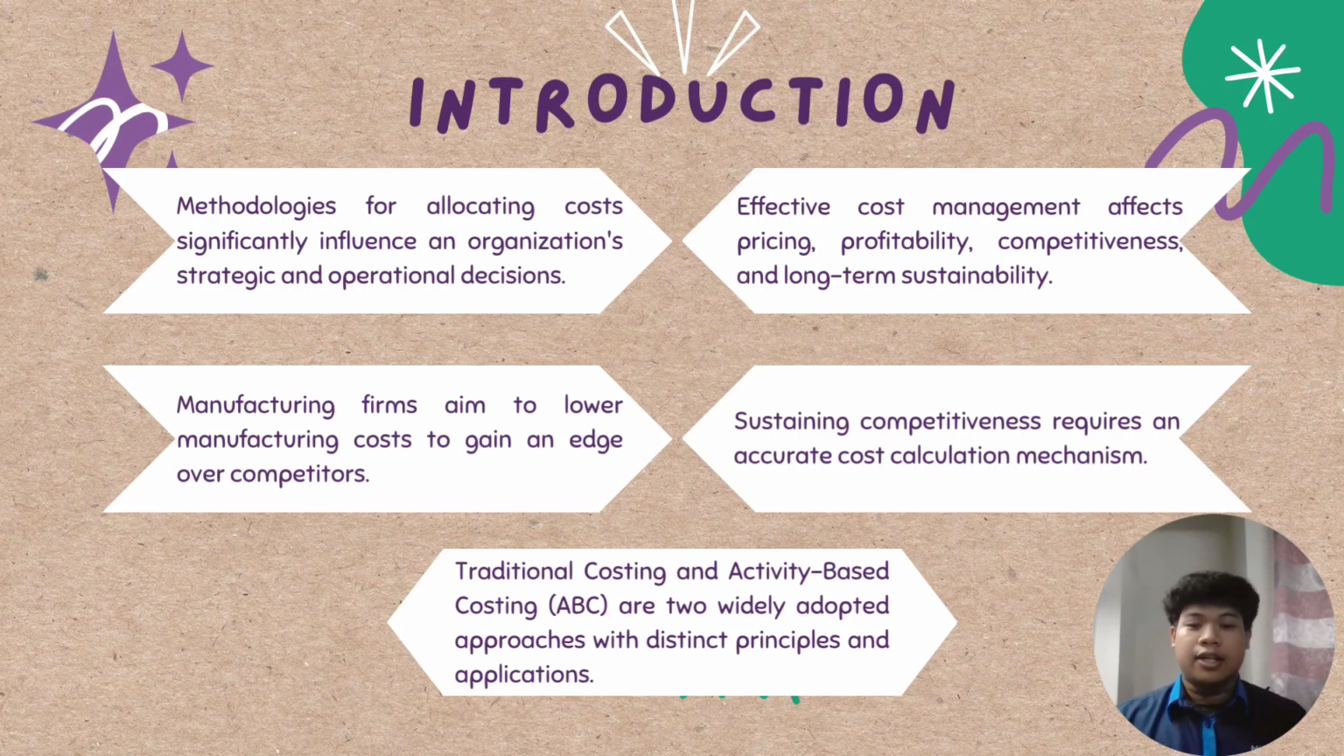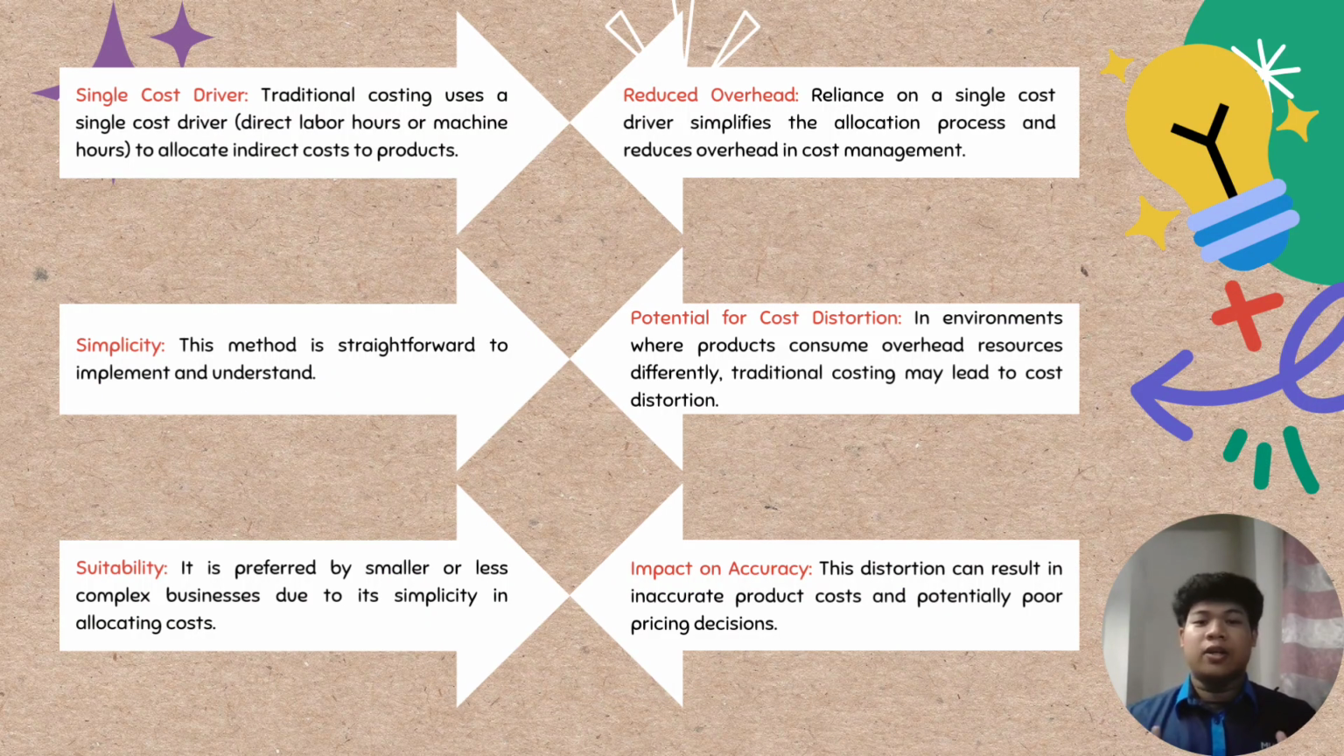Among the various costing techniques, traditional costing and activity-based costing have emerged as two widely adopted approaches, each with distinct principles and applications. Traditional costing relies on a single cost driver, such as direct labor hours or machine hours, to allocate indirect costs to products. This simplicity makes it straightforward to implement and understand, especially in an environment where direct labor is a significant factor in production costs. It's often preferred by smaller or less complex businesses due to its simplicity in allocating costs. The reliance on a single cost driver simplifies the allocation process and reduces overhead costs in cost management.